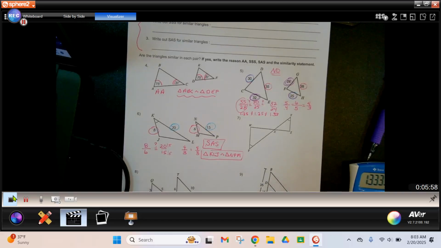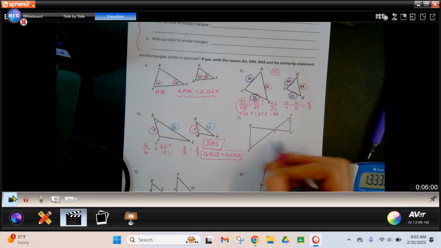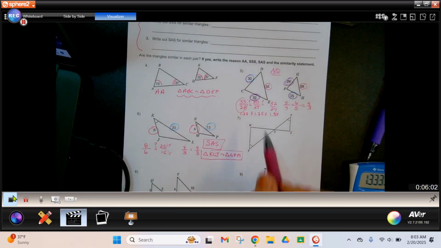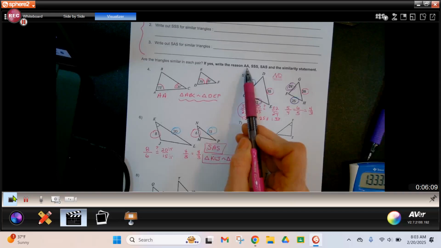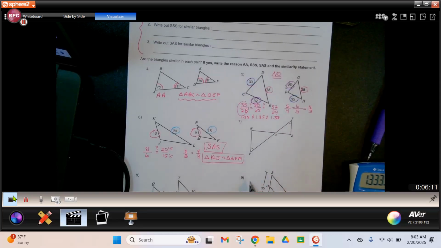Are these two triangles similar? Well, we have an angle here and an angle here. We don't have any side measurements, so we're not going to use SSS or SAS most likely. We can use AA though. Let's see if we have two angles. Well, we have this angle and this angle are similar.